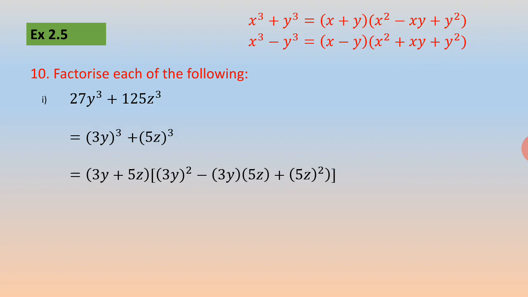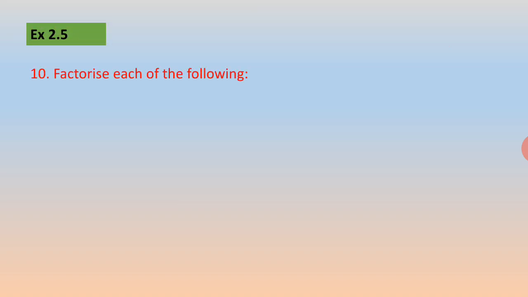Now solve the brackets if possible. First bracket remains the same. Nothing can be solved in it. Second bracket, 3y whole square will become 9y square. The second term of the second bracket is multiplied and the third term of the second bracket is solved. This is your final answer. You cannot solve it further. One more question.